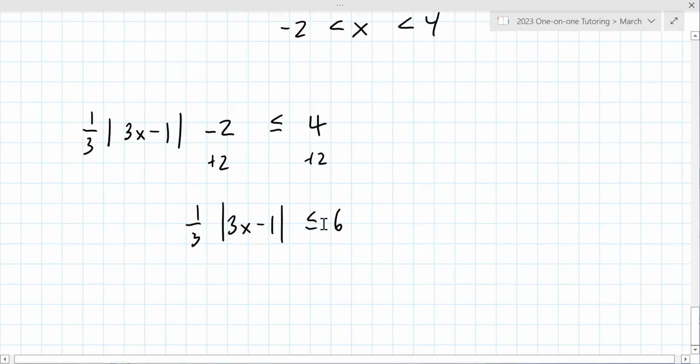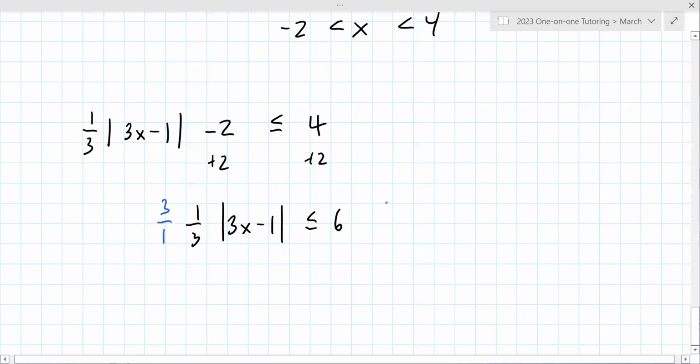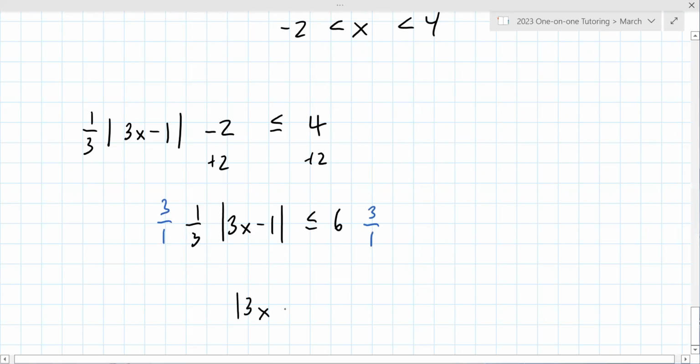And then how do you undo this 1/3? Multiplication by 1/3. You multiply by 3 over 1. Yes. It would have been okay to say divide by 1/3, but then I would have asked you, what do you even mean by that? I like the way you said that there. Multiply by the reciprocal. So you've got absolute value 3x minus 1 less than or equal to 18.